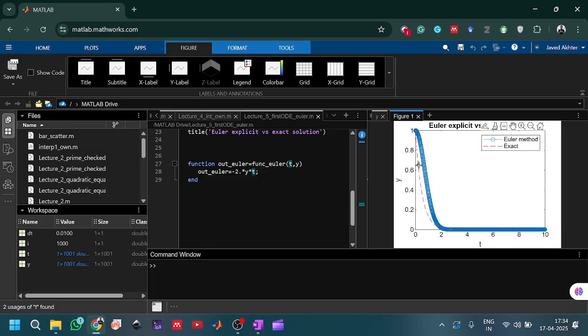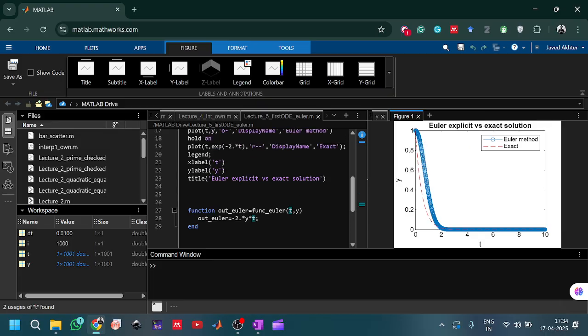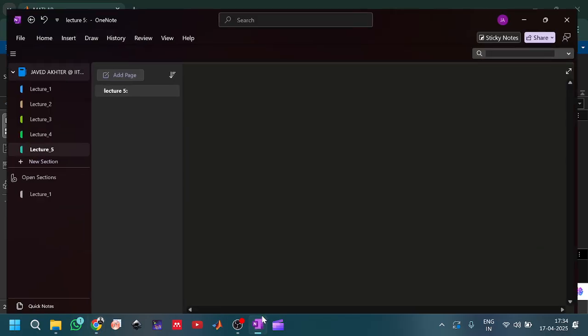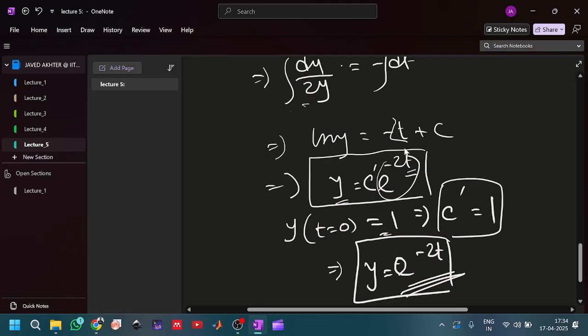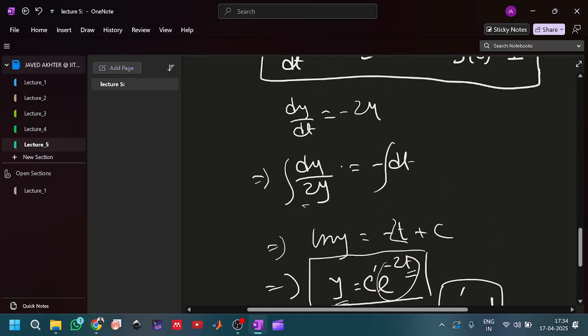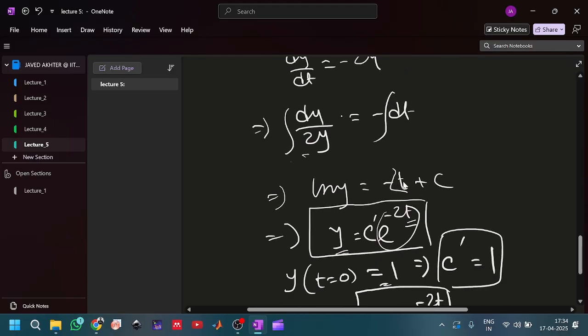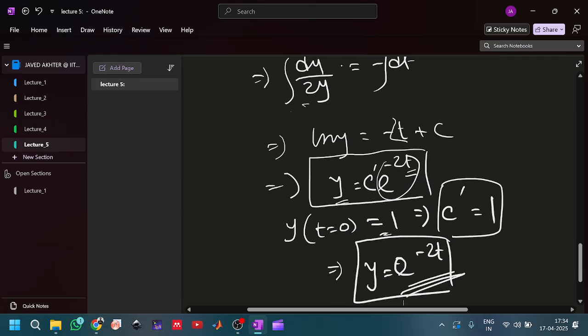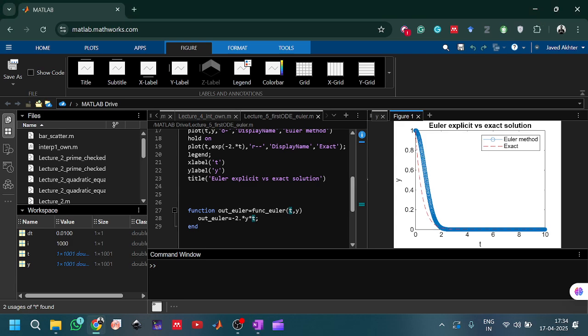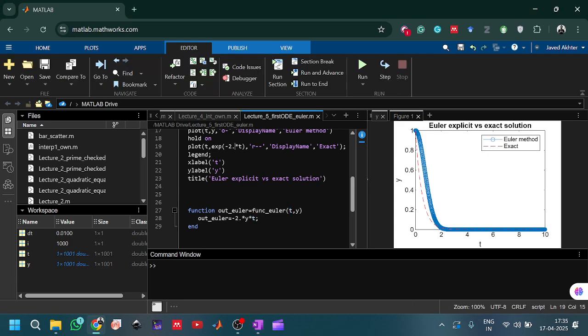Okay, so your exact solution, now the functional form is also different, so this will not be the solution anymore. So what will be the solution? Let me try to guess. You will have t here, and that will give you basically t square. So instead of 2t, you will have t square. Okay, let me run it now.